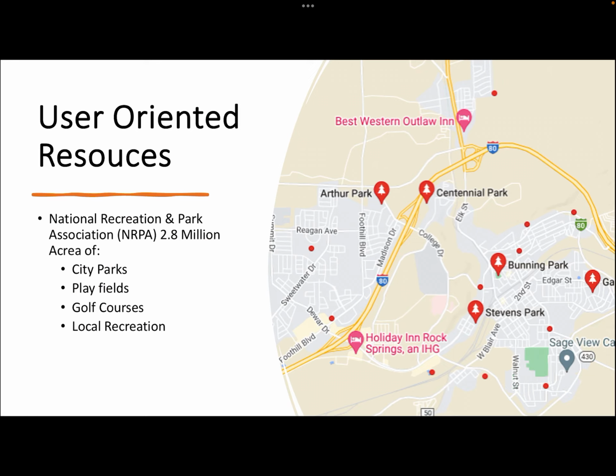Okay, user-oriented resources are a little bit different. And the National Recreation and Park Association, NRPA is what it is called, has 2.8 million acres of recreation and parks. So this is like, think about Rock Springs. We have Bunning Park, Stevens Park, Centennial, Arthur. These are city parks, play fields, golf courses, and anything that's like a local rec area.